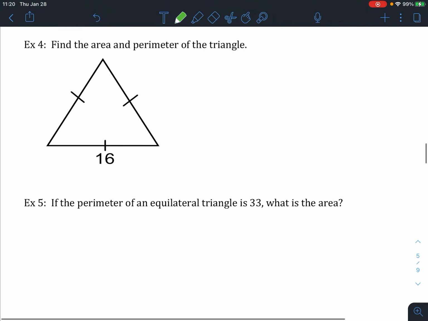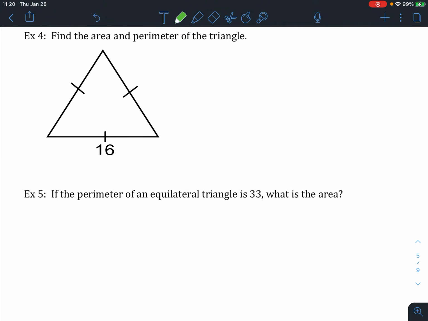All right, example 4 is find the area and perimeter of the triangle. We see the 3 tick marks on the triangle sides. That tells us this is an equilateral triangle, so I know I'm going to be using this formula here. Area equals side squared root 3 over 4. All we need is one of the sides. We have it. It's right here, 16. So I'm going to plug that 16 right into my S.